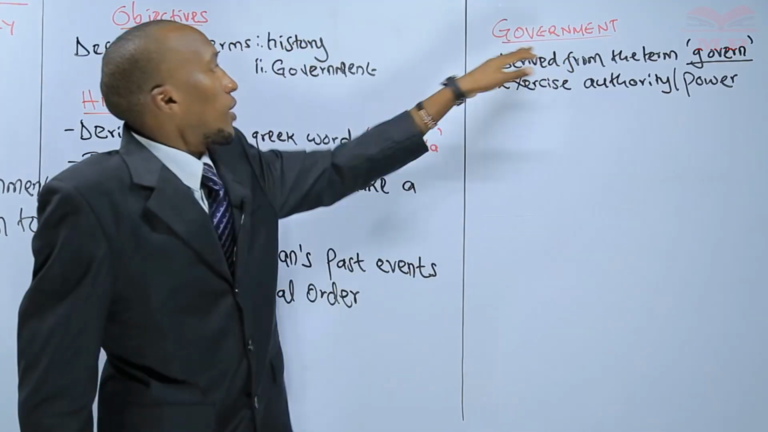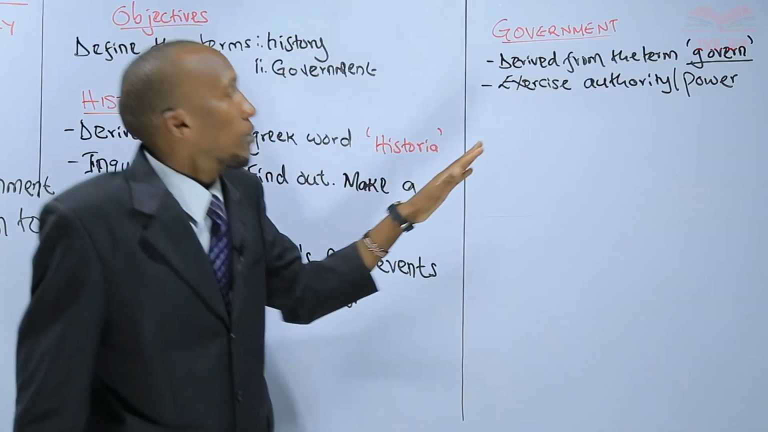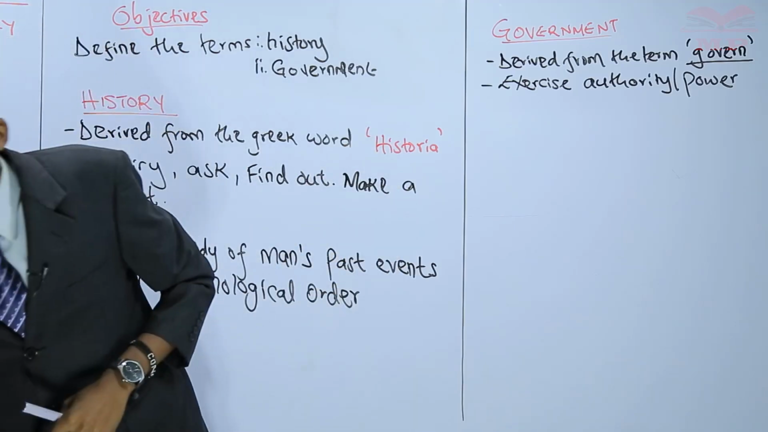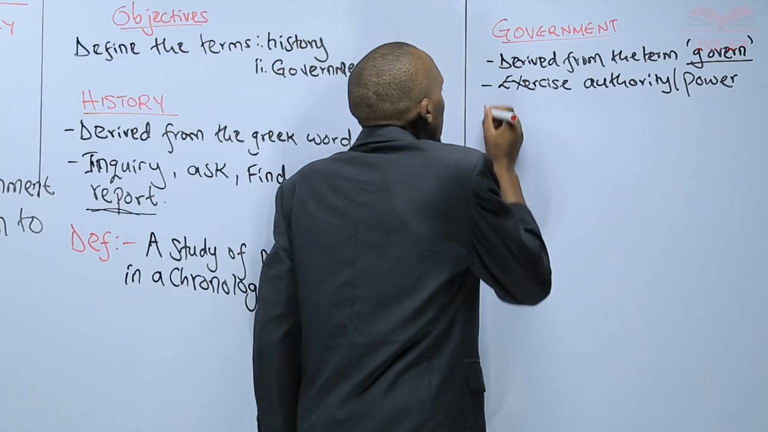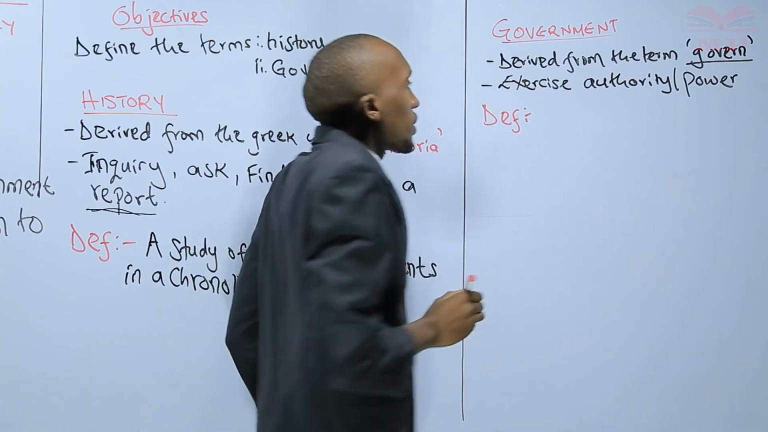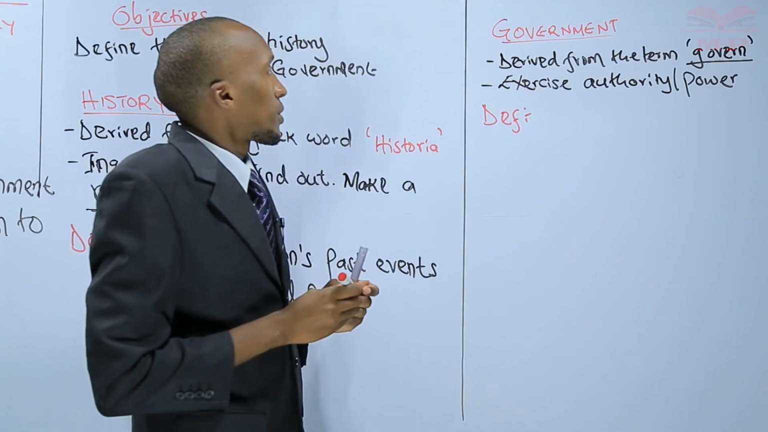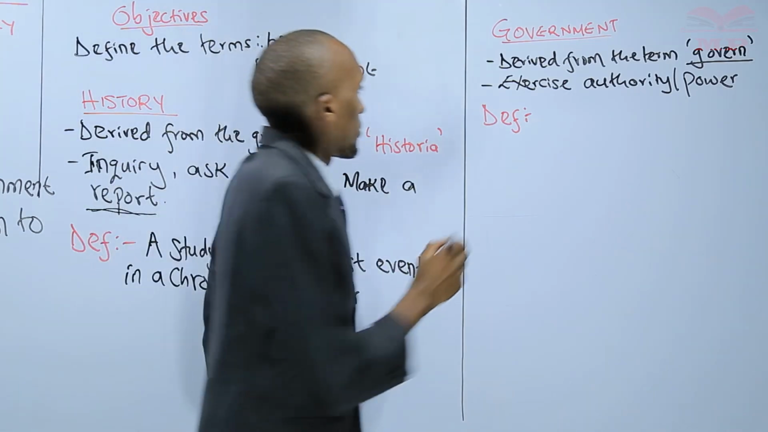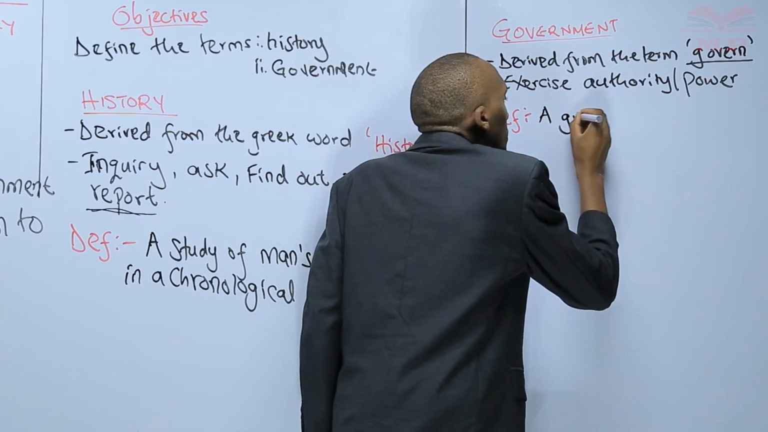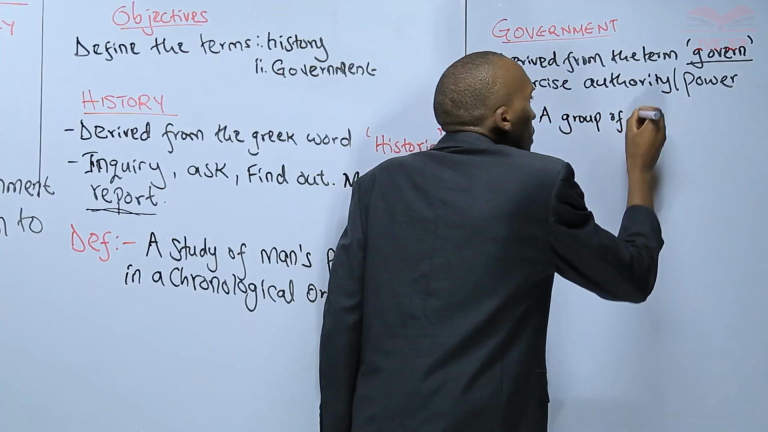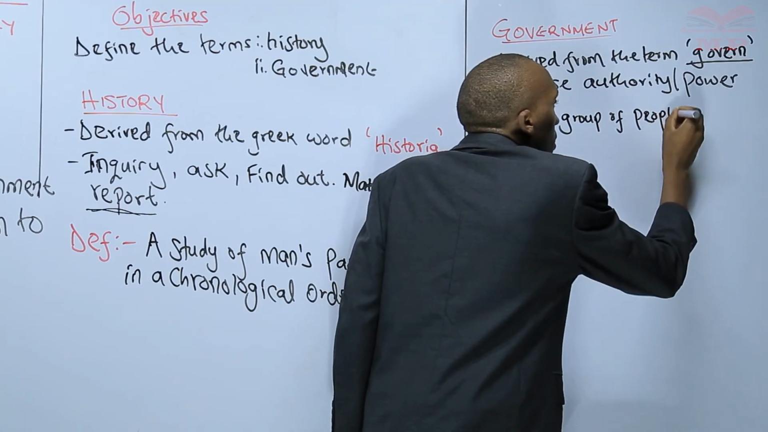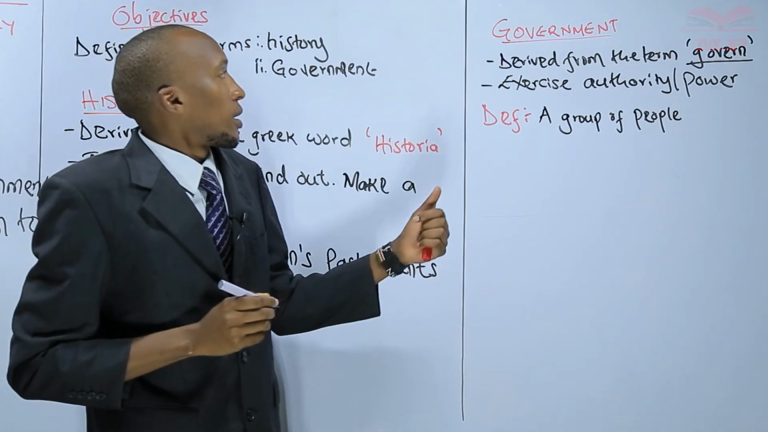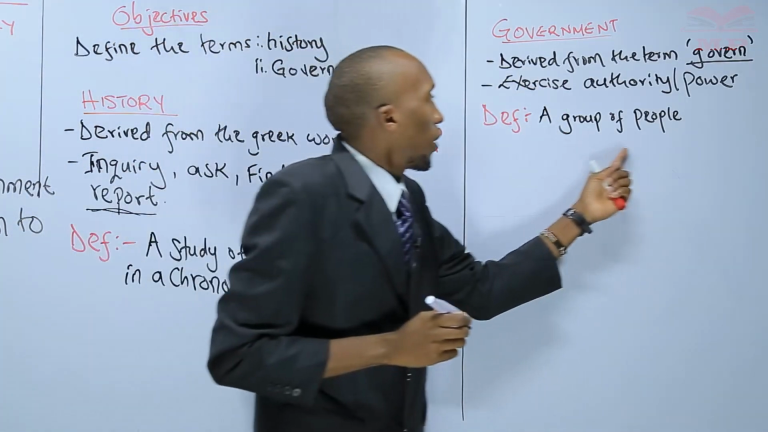Because I've told you the word government is derived from the term govern. So what do you think is the meaning of the term government? So let us look at the definition of the term government. When you talk of a government, we are talking of a group of people. A government is a group of people.